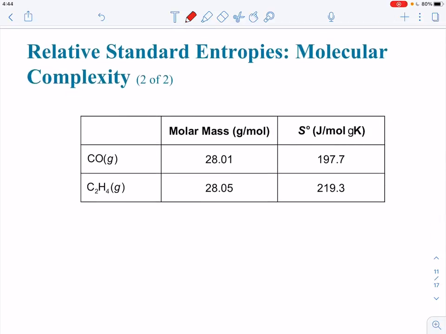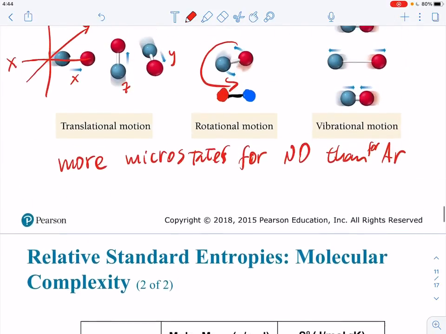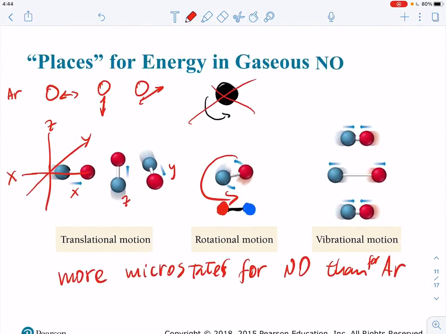Now, molecular complexity. What happens if you have the same molar mass? In this case, there is no conclusion to draw just by looking at the molar mass, but now you have those molecules here. For CO, the structure of CO is this one. And you can apply the same analysis for the carbon monoxide molecule as we did with the nitrogen monoxide. Just replace carbon for nitrogen here, and then you have the same analysis.